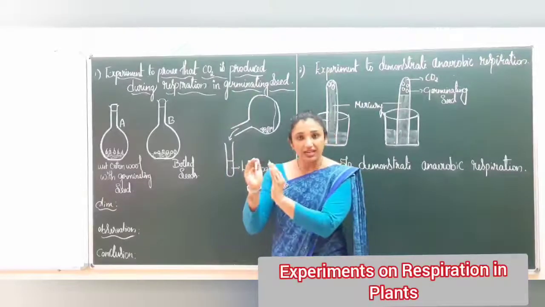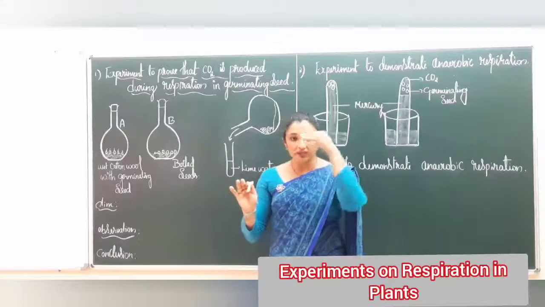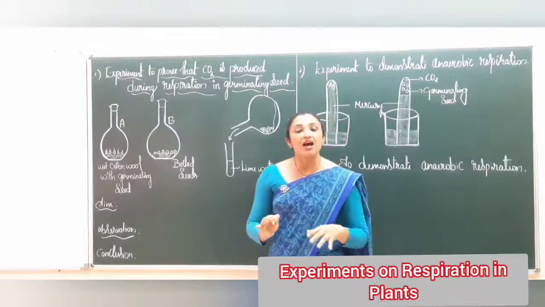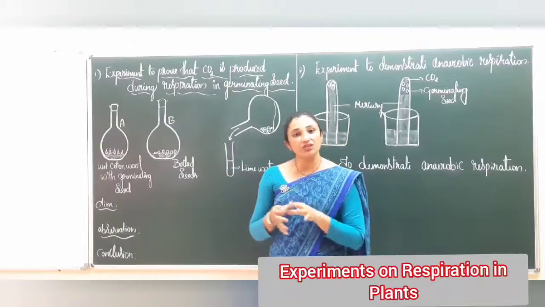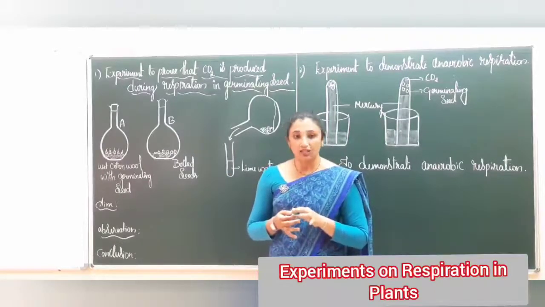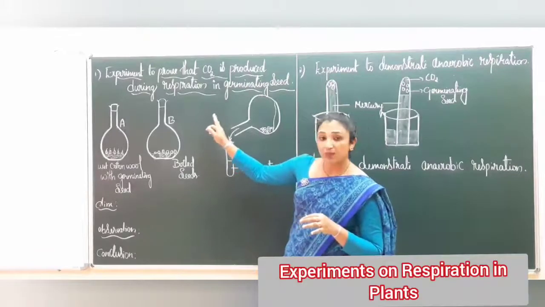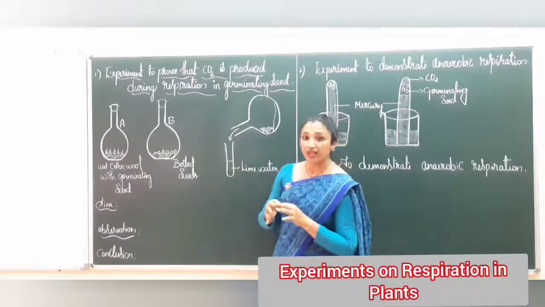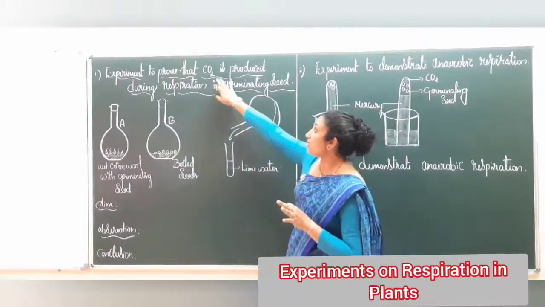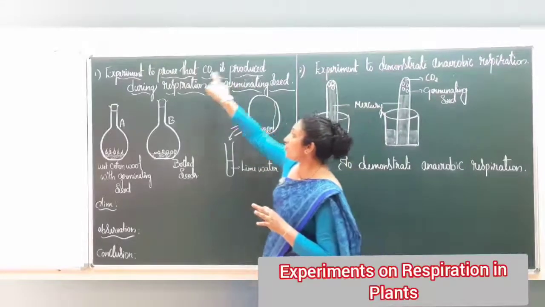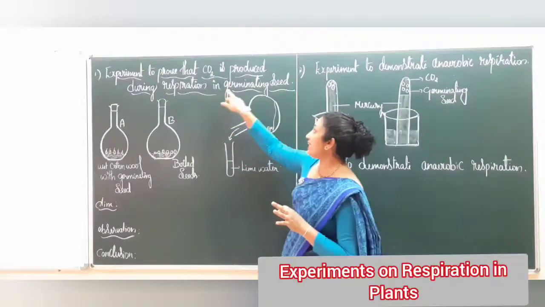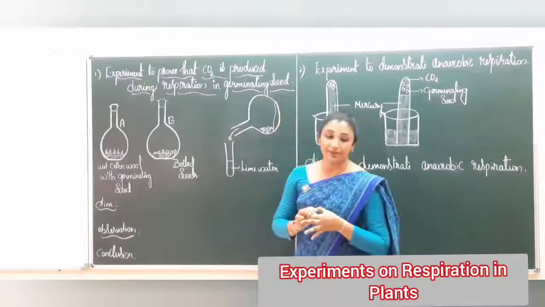So like this different questions will be asked, that we call diagram based questions. They will give the diagram, and based on that particular diagram 5 different types of question will be asked, and those questions we call diagram based questions. Okay, so the first experiment I am going to brief you is the experiment to prove that carbon dioxide is produced during respiration in germinating seed.